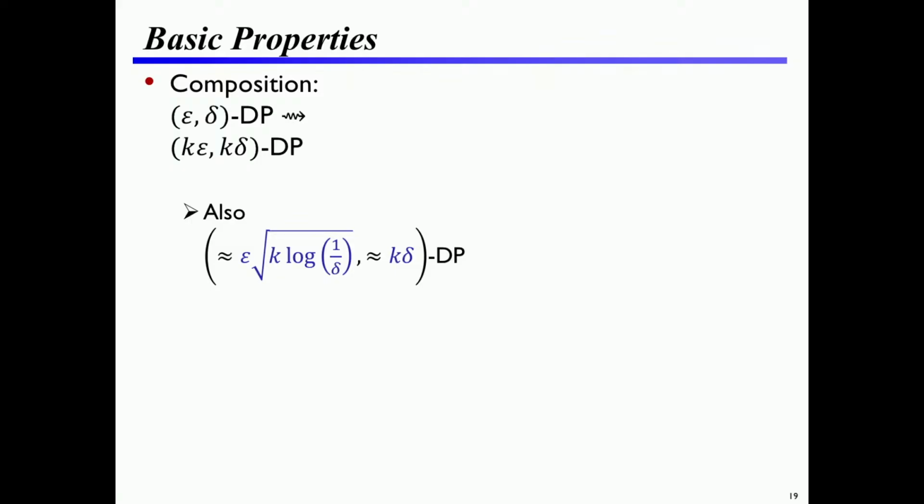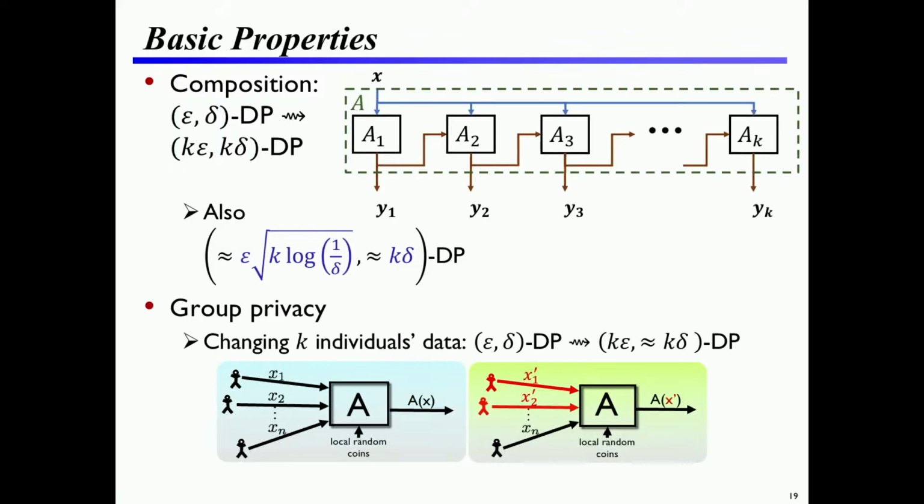Okay, two things I did want to tell you that are nice about this definition and that are really useful for algorithm design. The first one is that differentially private algorithms compose. Suppose I'm going to run a sequence of algorithms. I've got a big algorithm, but under the hood it has a bunch of modular blocks, and each of those blocks I prove is, let's say, epsilon delta differentially private.